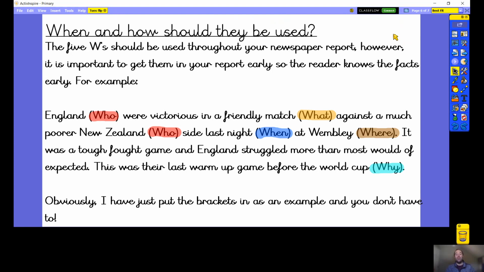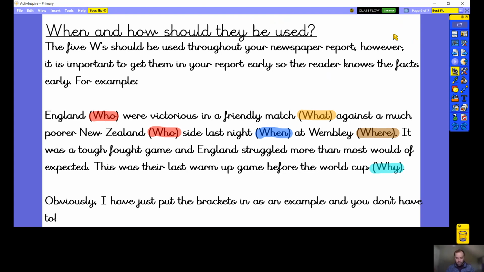Okay, so when and how should they be used? The 5 Ws should actually be used throughout a newspaper report. They can be used beginning, middle, end. They can be used as a subheading. They could be used as a caption under a picture, because newspapers and magazines often have pictures. However, it's important to get them in early so the reader knows the facts early on.